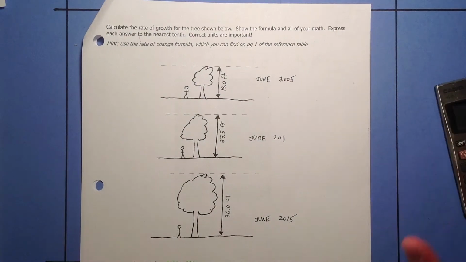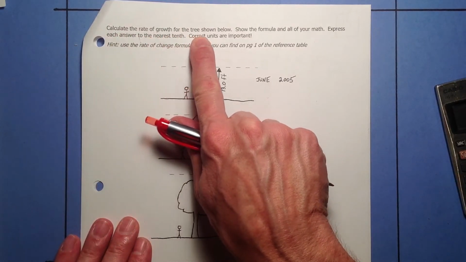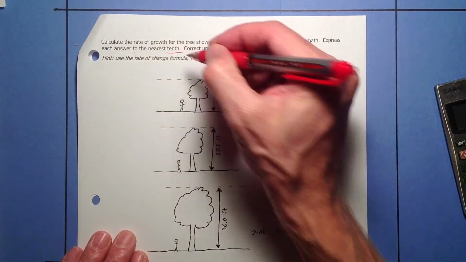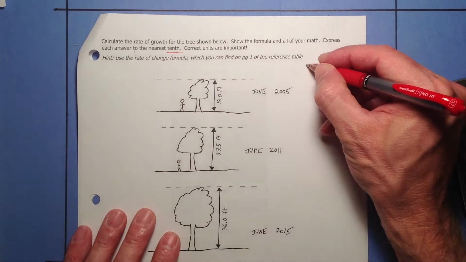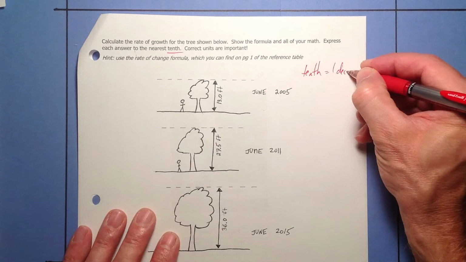This one here, look at this pretty sweet drawing that I did, series of drawings. Yeah, I know, pretty awesome. Calculate the rate of growth for the tree shown below. Show the formula in all your math. Express these answers to the nearest tenth. So here it is telling you to round to the nearest tenth. That is 1 decimal place.